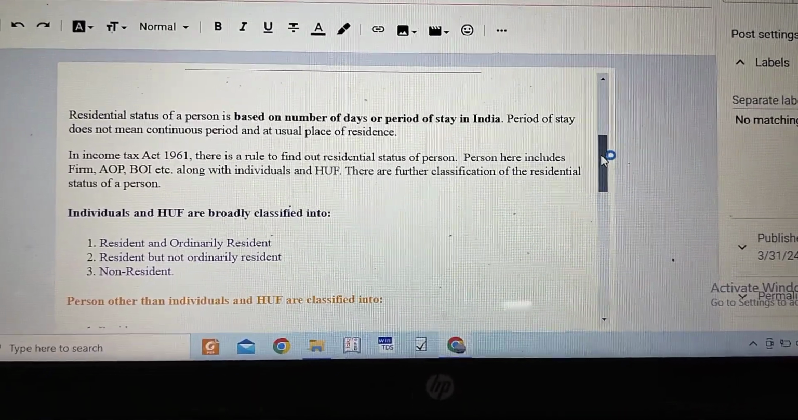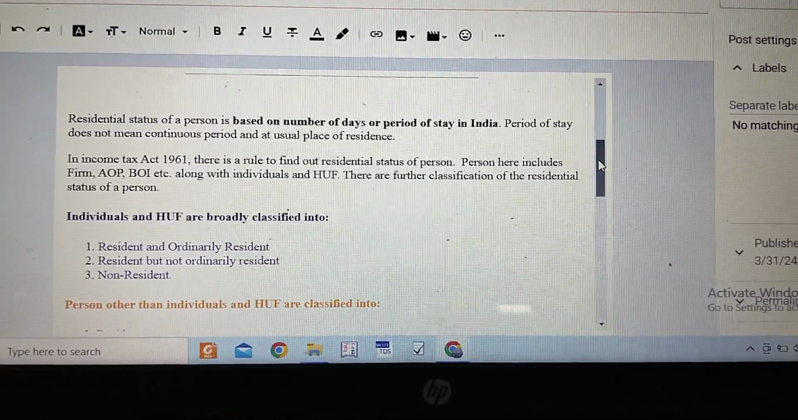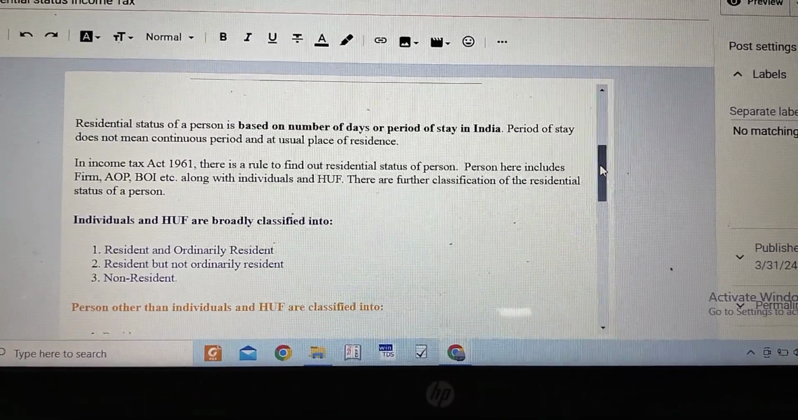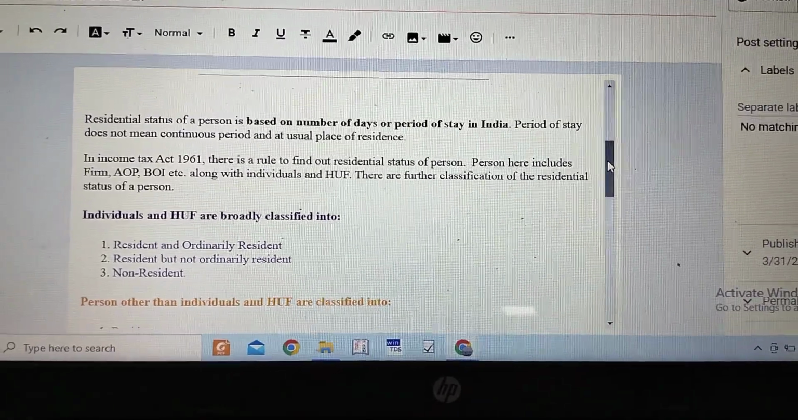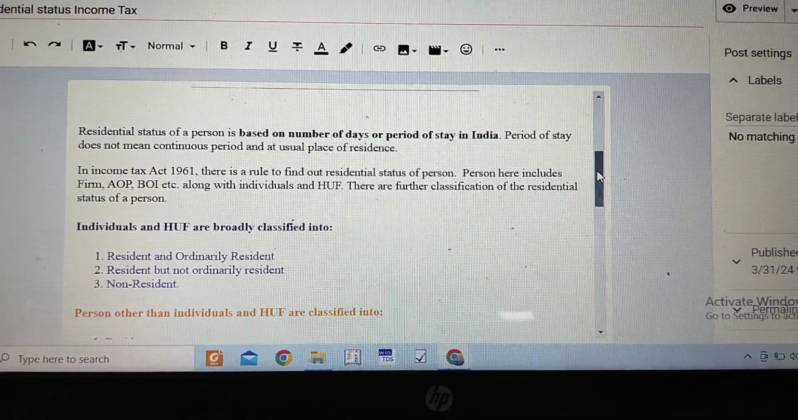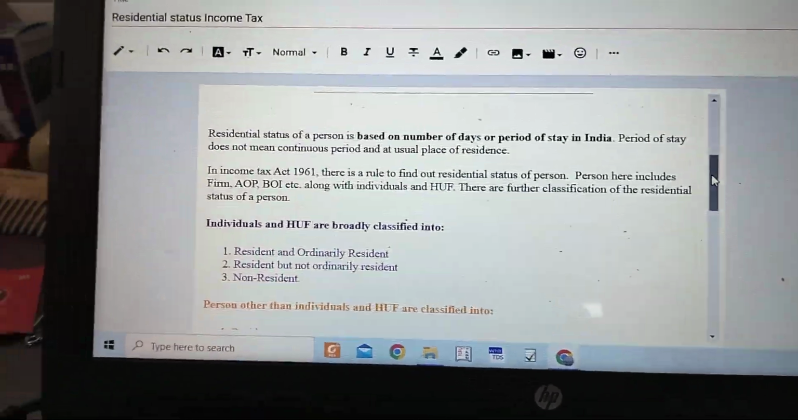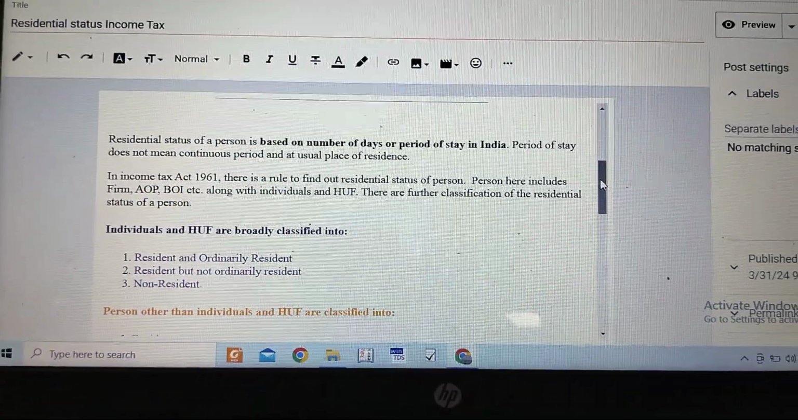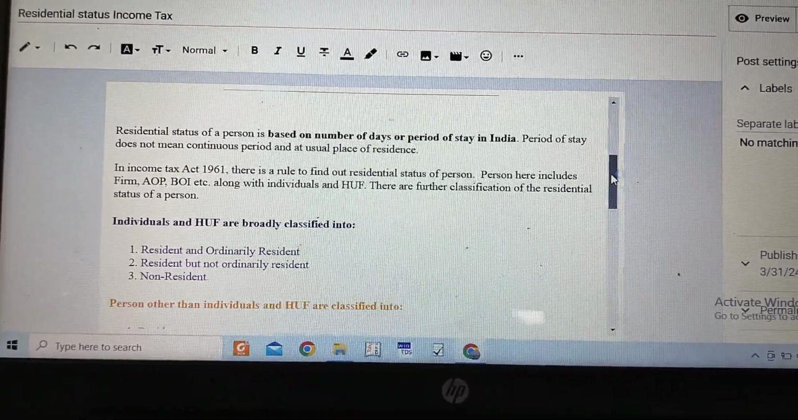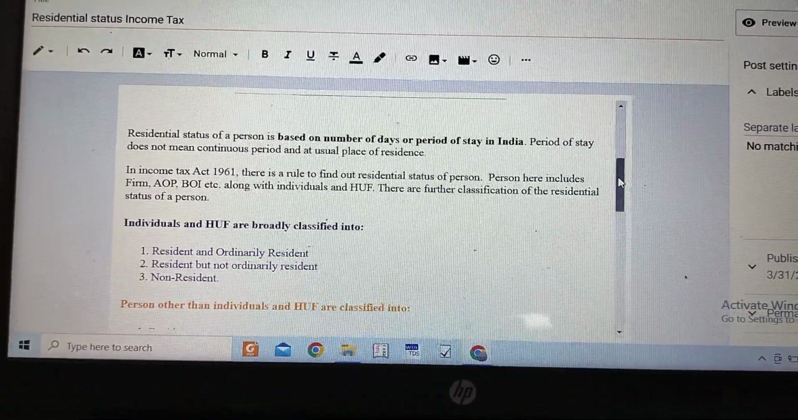So if a person has gone out of India, either for employment or for a visit, or he has settled there, then how do we determine the residential status of that person? Income tax has given criteria. In the language of tax, a person is also defined, which includes individual, HUF. But in this video I'll be talking about how to determine the residential status of an individual.